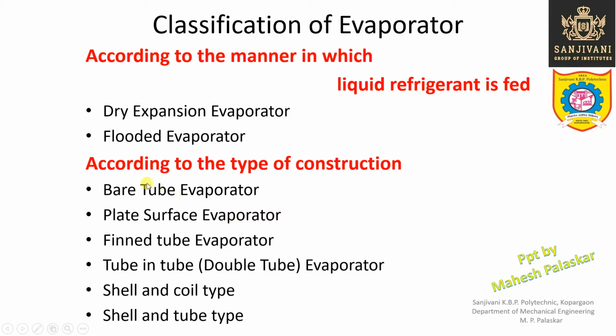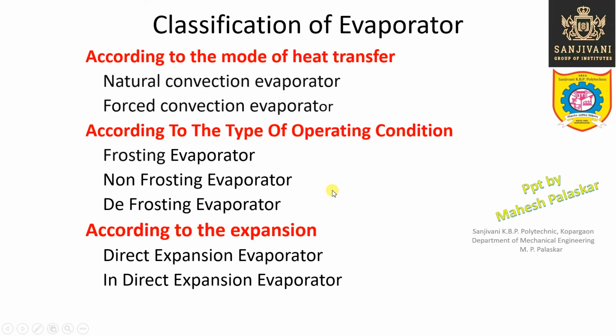So the evaporators are also classified according to the type of construction as bare tube evaporator, plate surface evaporator, finned tube evaporator, or tube in tube evaporator, that is the double tube evaporator, shell and coil evaporator, and shell and tube evaporator. So this classification depends upon the construction. This classification depends upon what exactly is the shape and size and how the surfaces are provided for the heat transfer. So that decides this classification, that is according to the type of construction.